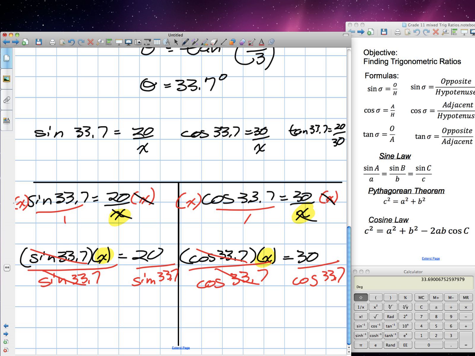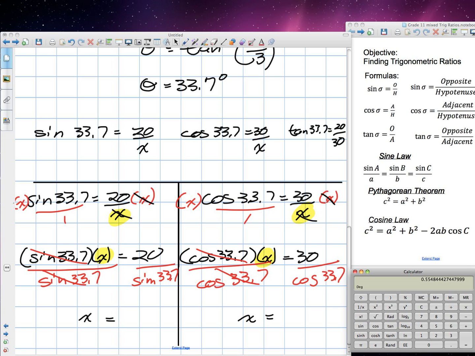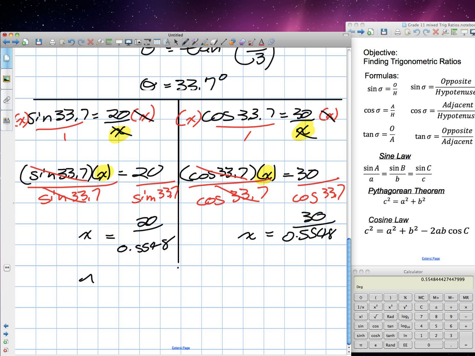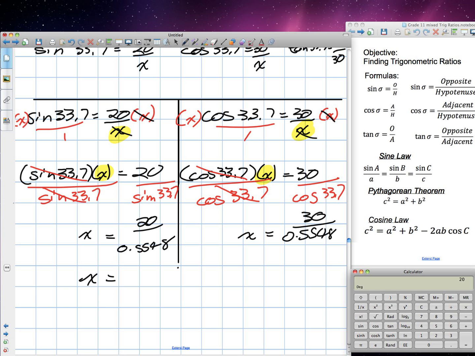x is equal to 20 divided by sine 33.7. I'm going to figure out what that is. Sine 33.7 is 0.5548. Yep, that's what that is. And then we divide those two numbers. 20 divided by 0.5548 is 36.04, so we could say about 36.